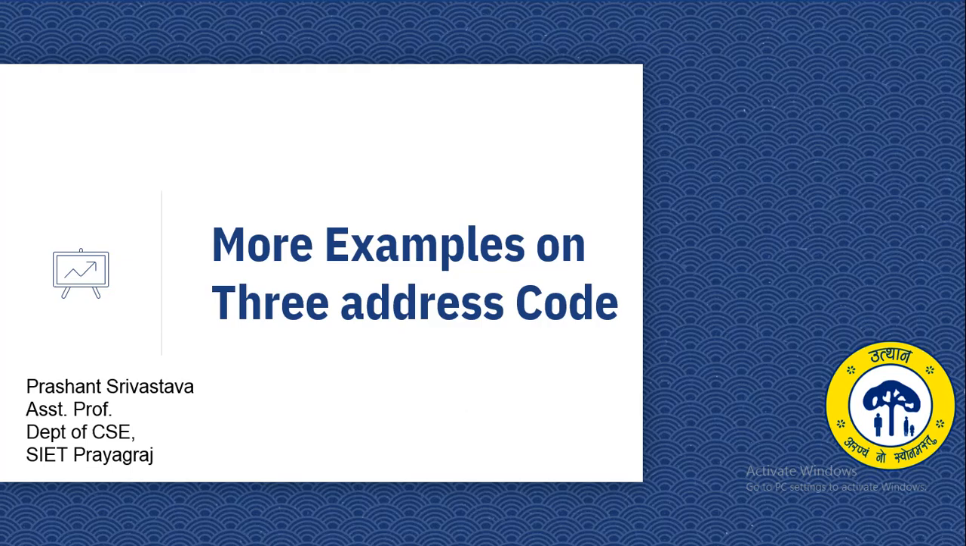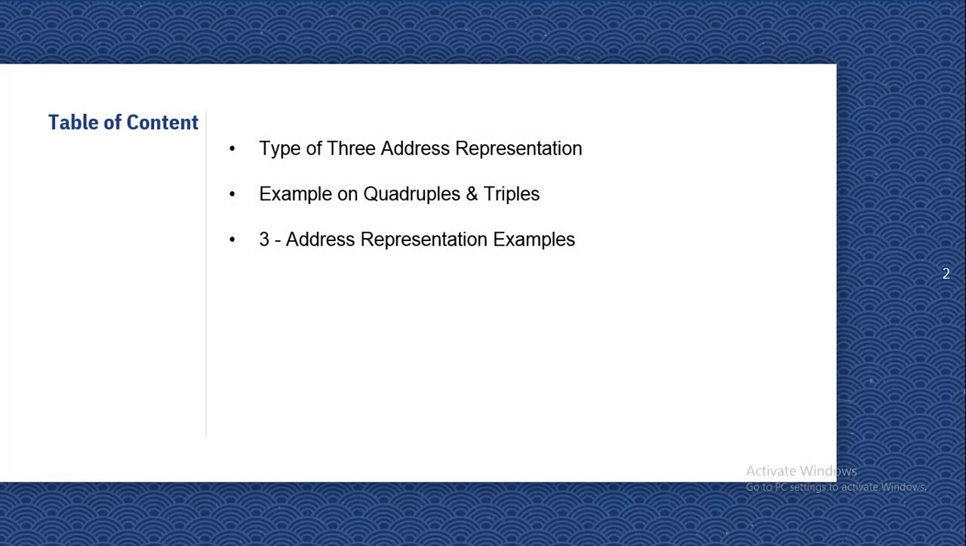Hello students. In the last lecture we have seen the concepts of the intermediate code generation phase. What are the benefits of the intermediate code generation phase we have studied. So in this lecture we will continue from the previous lecture. We will discuss the types of three address representation, examples based on quadruples and triples, three address representations, and some more examples on three address representation.